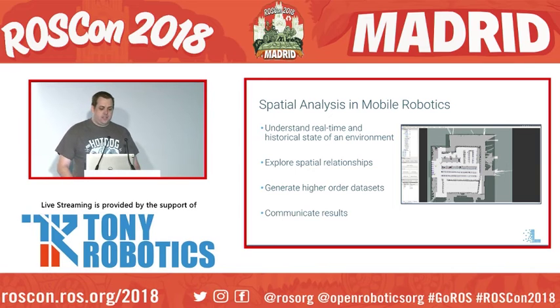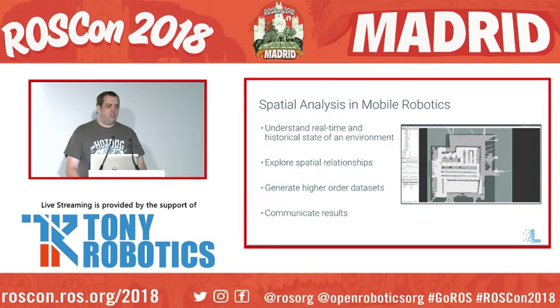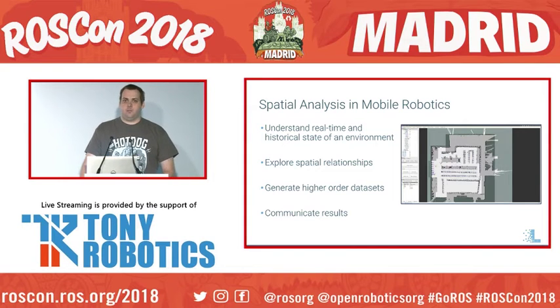Mobile robotics environments produce and consume a large amount of spatial data. When we want to analyze these data, we're interested in things like understanding the real-time and historical state of an environment. We want to explore what spatial relationships exist among data themes. We want to perform geoprocessing tasks to derive higher order data products. And we want to communicate those discoveries with other people.